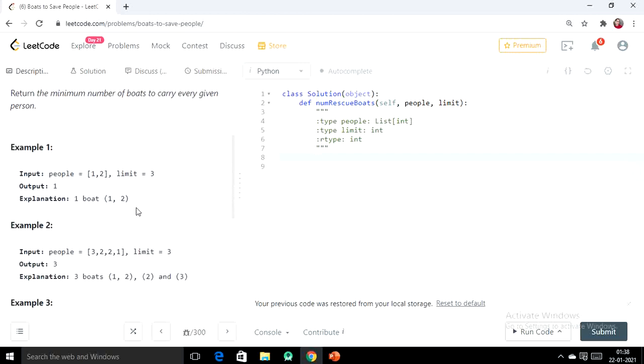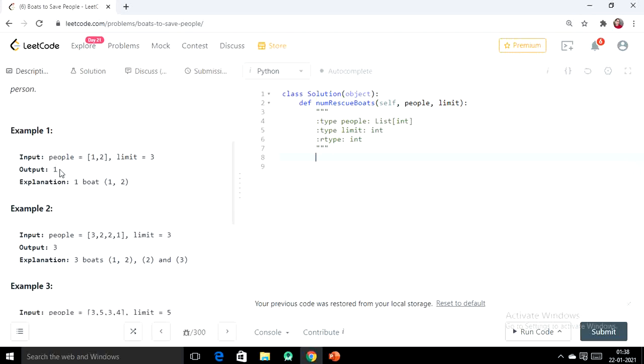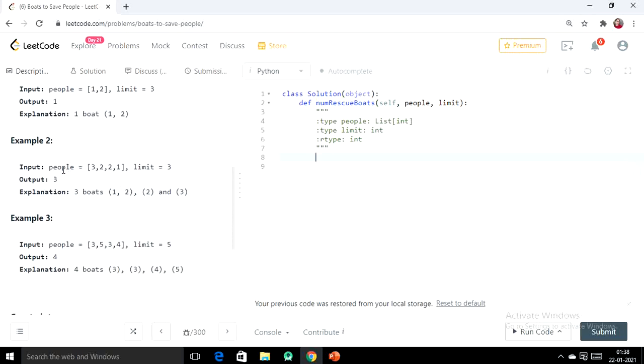Okay, so let's understand this with the help of an example. So there is an array people equal to 1, 2, limit is 3, right? So you can see 2 plus 1 is 3. So 3 is less than or equal to 3. Condition is satisfied. So only 1 boat is needed.